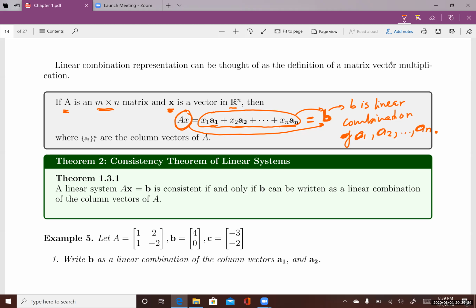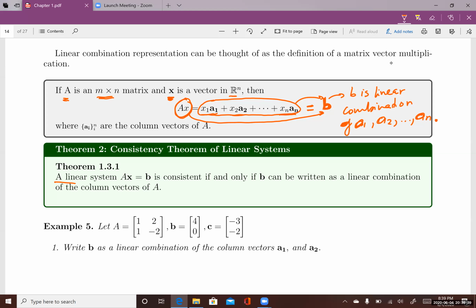All right. So the consistency theorem of linear systems says, if you consider a linear system Ax equals B, and you know that this system is consistent, that means the system has at least one solution, if and only if the constant vector B can be written as a linear combination of the column vectors of A. All right, so the system Ax equals B is consistent if and only if B is a linear combination of the column vectors of A.